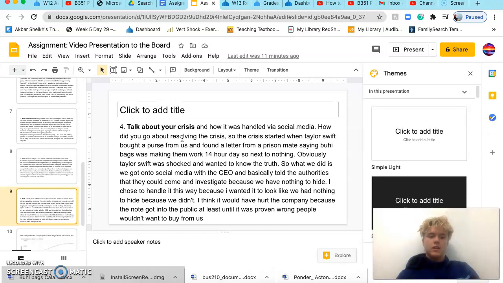I did this because I wanted it to look like we had nothing to hide because we didn't. And I also wanted it to just get over as fast as possible. I think it hurt the company because nobody wants to buy bags from us while there's an investigation going on. That's just like if Old Navy was being accused for assaulting their employees. I wouldn't want to go buy stuff from Old Navy until I knew that what people were saying was wrong.